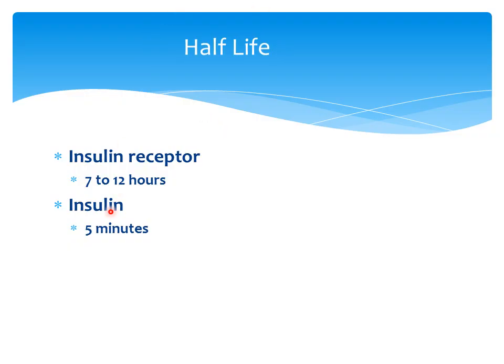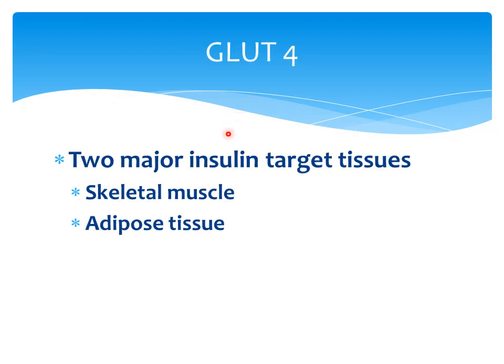The half-life of insulin is just 5 minutes, whereas the half-life of insulin receptor is 7 to 12 hours. The two major tissues containing glucose transporter 4, which is sensitive to insulin, are 1. Skeletal muscle and 2. Adipose tissue.